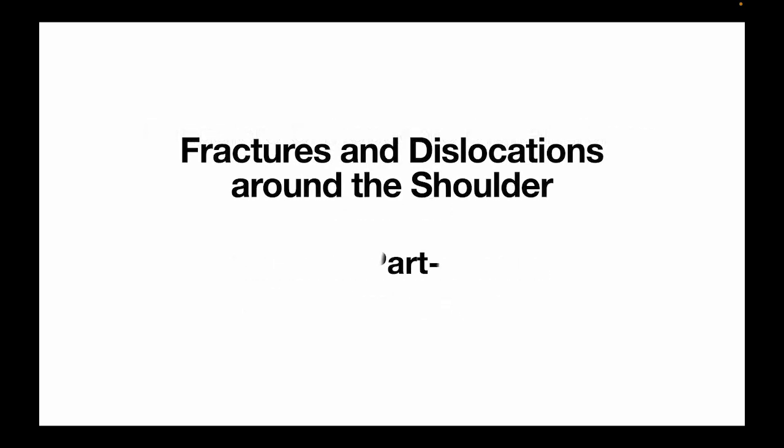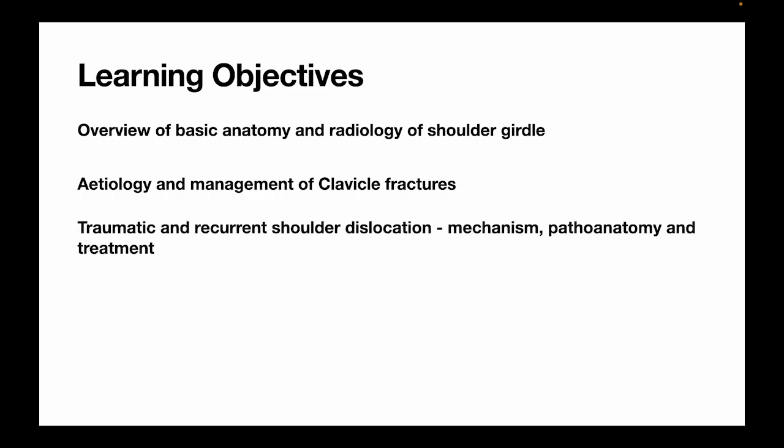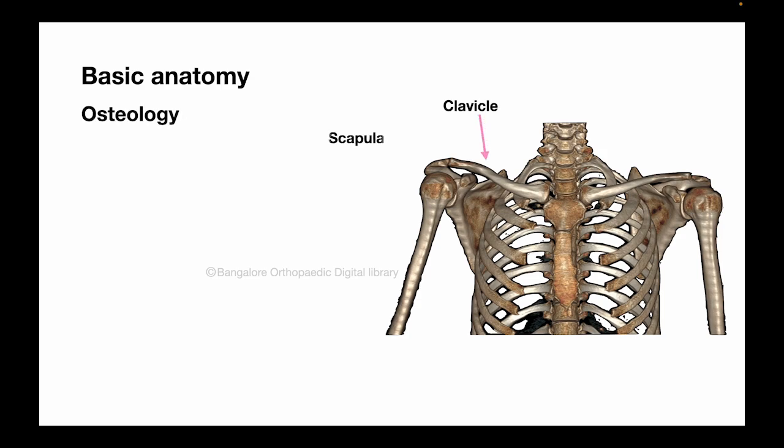In this video, we will learn about the fractures and dislocations around the shoulder girdle. The learning objectives are to have an overview of the basic anatomy and radiology around the shoulder girdle, aetiology and management of clavicular fractures, mechanism, pathoanatomy and treatment of traumatic and recurrent dislocation of the shoulder, and a note on the fractures around the proximal humerus. The shoulder girdle is formed by three bones: the clavicle, the scapula, and the proximal humerus.